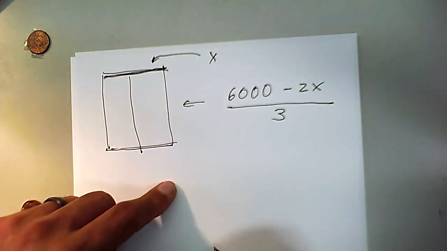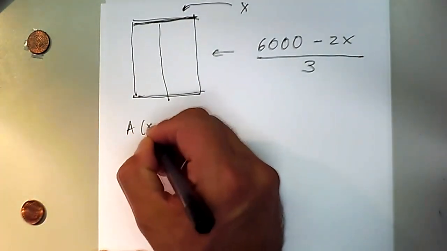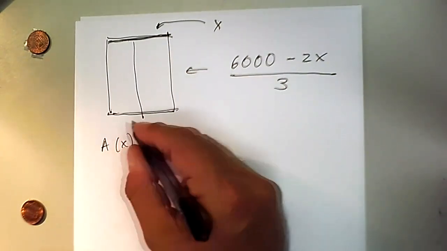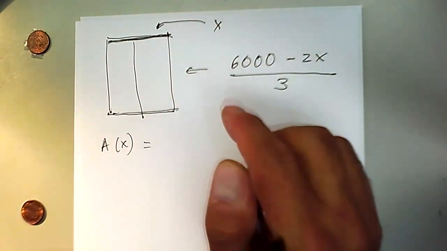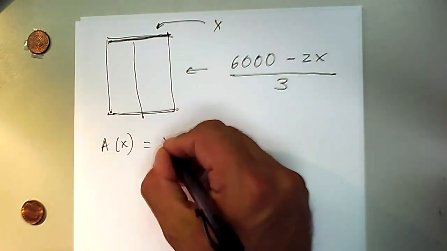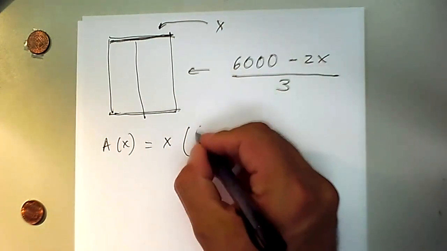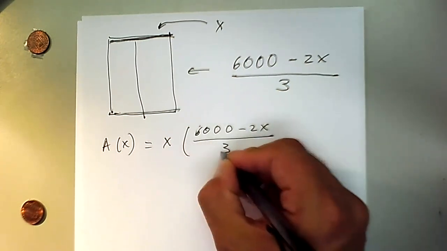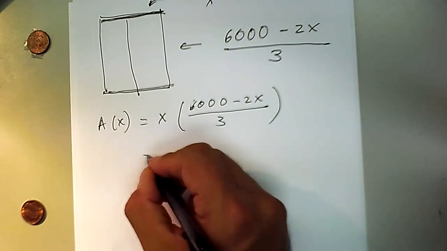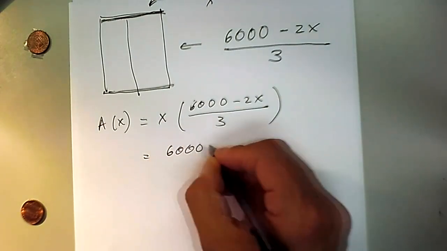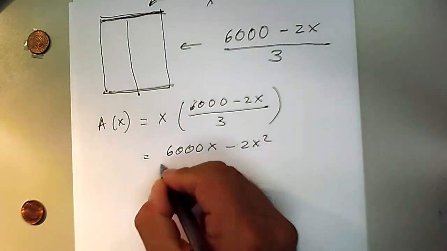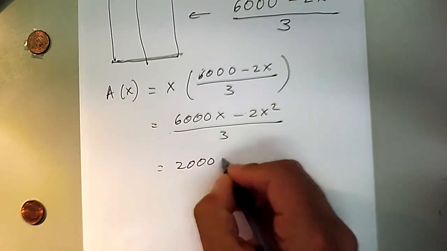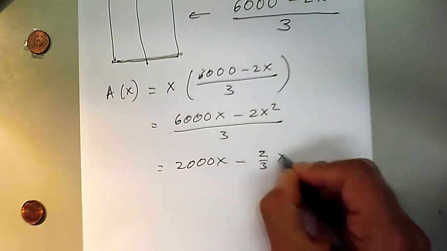There we go. So the area, which is still a function of X, but the X is not the side, that will be the top and the bottom, will be base times height. This is the base, which is the same as that. X times the height, 6,000 minus 2X over 3. So that is 6,000X minus 2X squared over 3. And that is divided by 3, 2,000X minus 2/3 X squared.